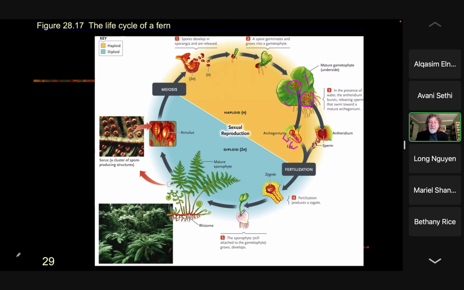And then it continues to grow, still attached to the gametophyte, sending up a frond that will start to become photosynthetic, and a rhizoid or root system that goes down into the soil. The gametophyte is still attached to it, okay, and is still providing photosynthate until this sporophyte starts to be photosynthetic itself, and the gametophyte will die off.